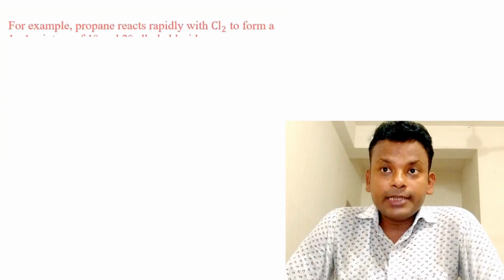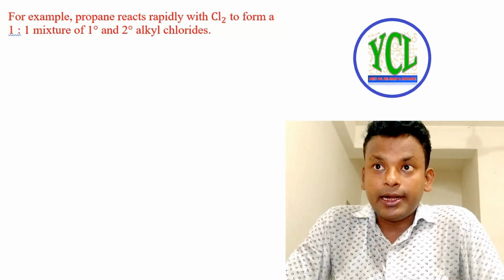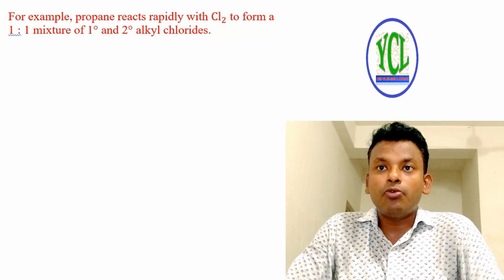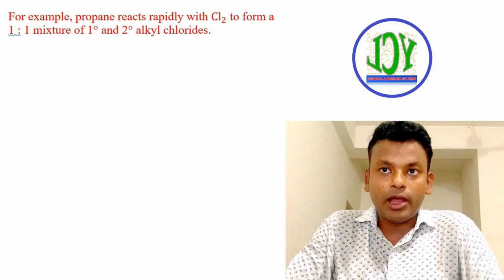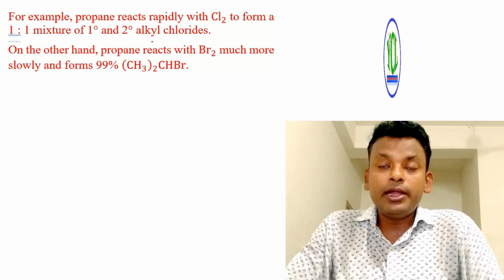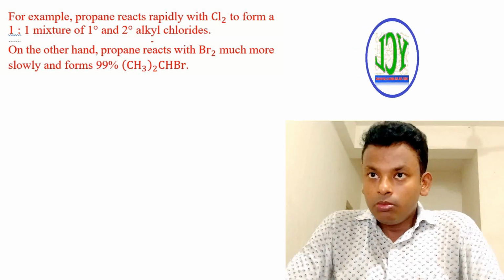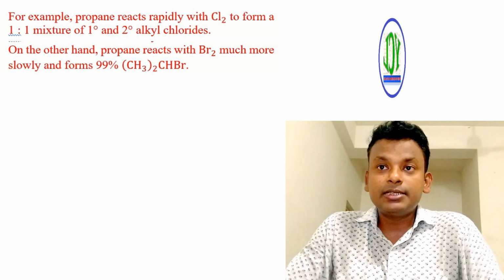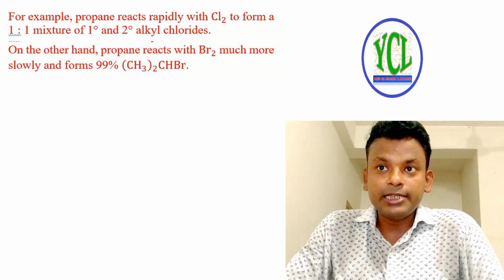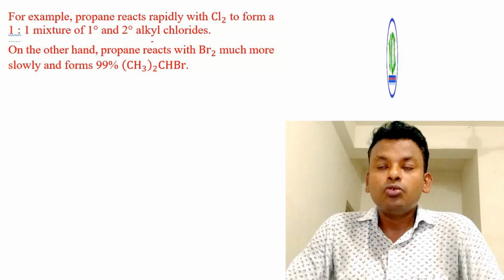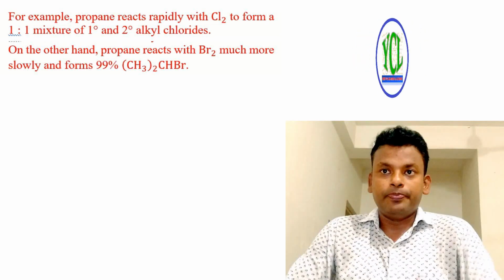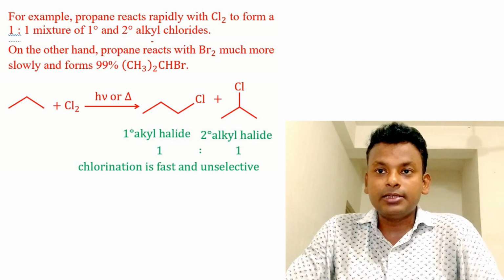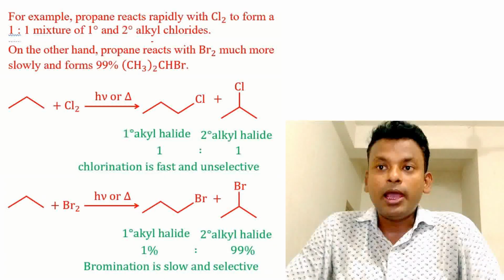For example, propane reacts rapidly with Cl2 to form a 1:1 mixture of 1 degree and 2 degree alkyl chlorides. On the other hand, propane reacts with Br2 much more slowly to form 99% (CH3)2CHBr, that is 2-bromopropane. The reactions are given: chlorination is fast and unselective, and bromination is slow and selective.